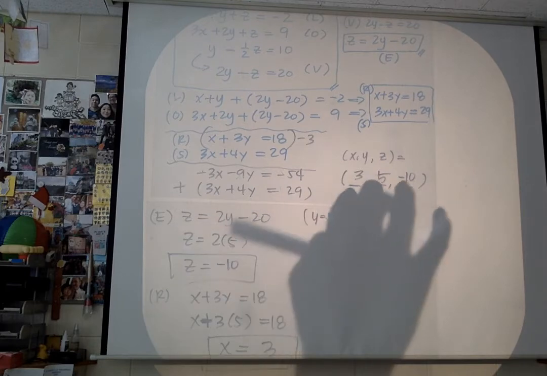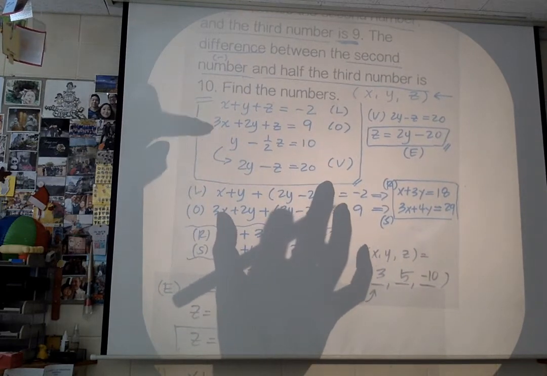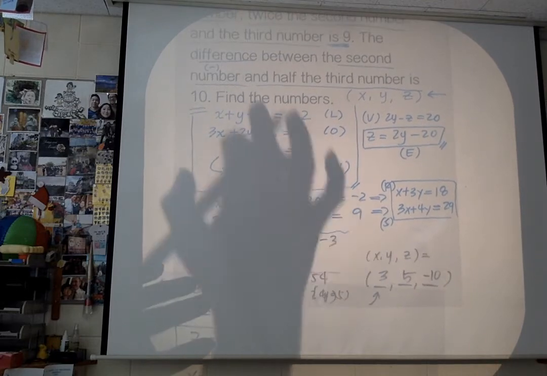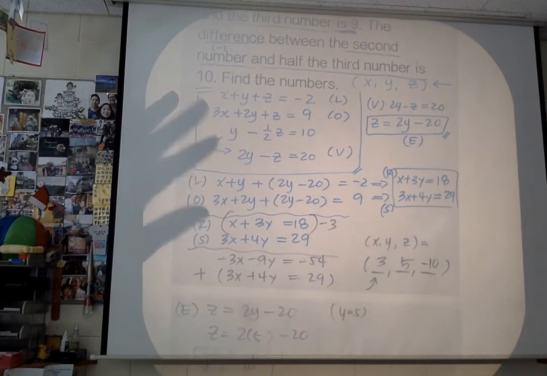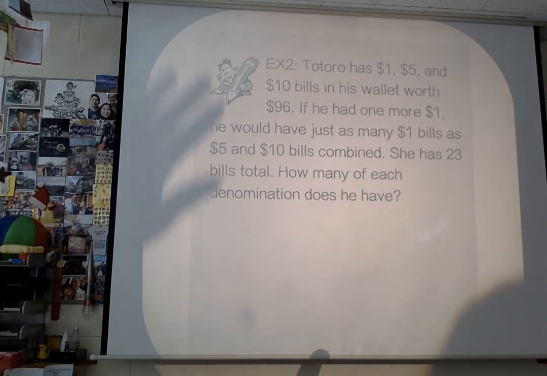Go ahead and try these values in our original equations 1, 2, 3, and see if it satisfies all 3 of them, okay? It better. All right. If you didn't understand that, please ask your neighbors, and slow down the video and watch it again. All right, let's move on to Totoro.